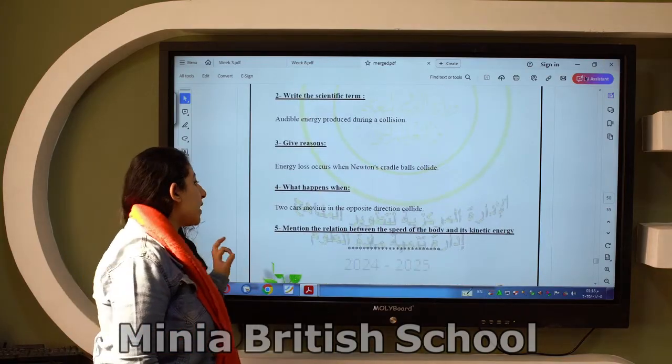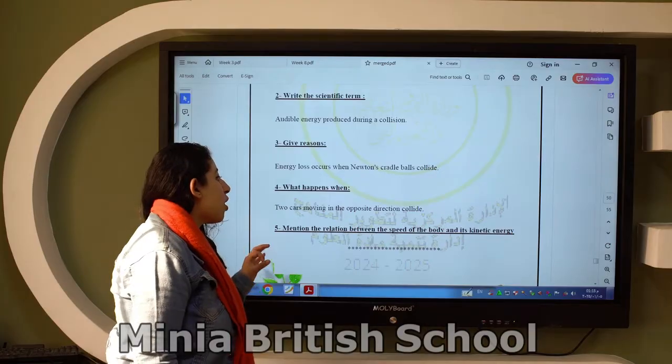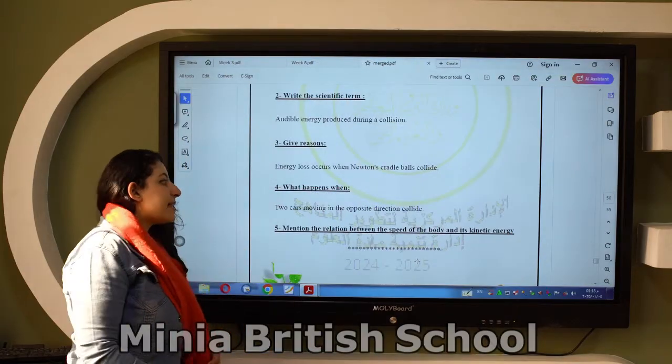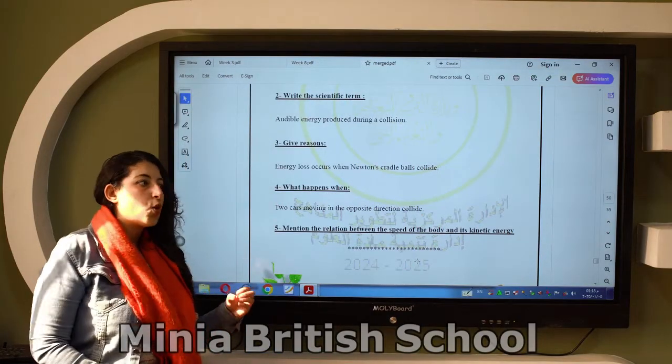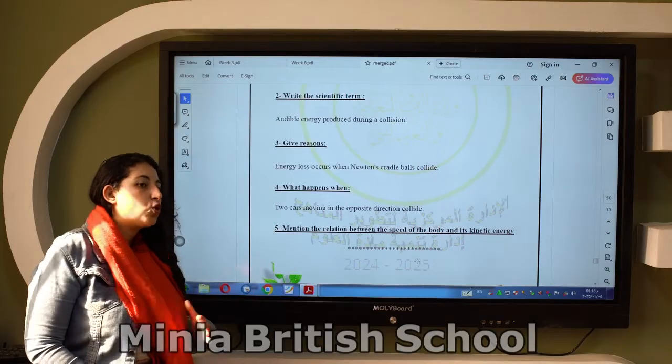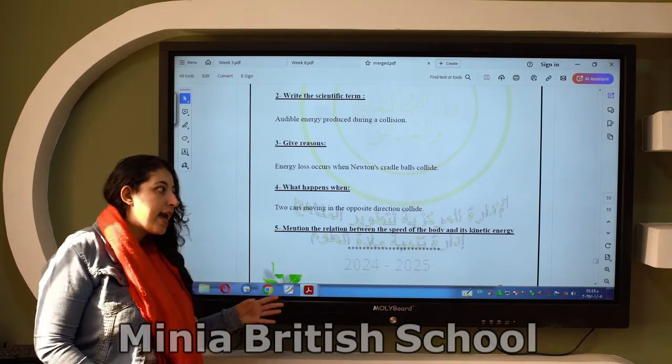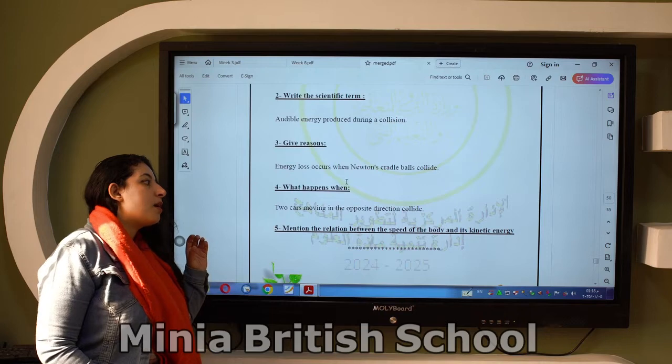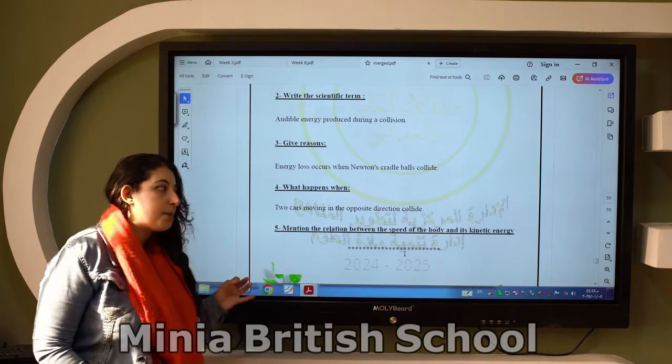What happens when two cars moving in the opposite direction collide? The damage will be more. It causes more damage that cannot be repaired, and the person will be in danger.